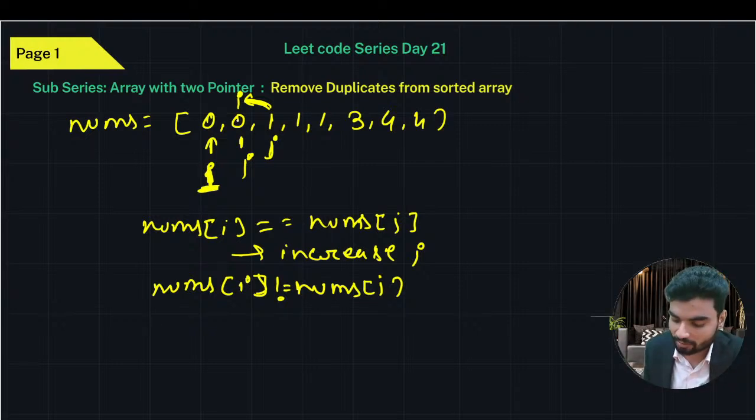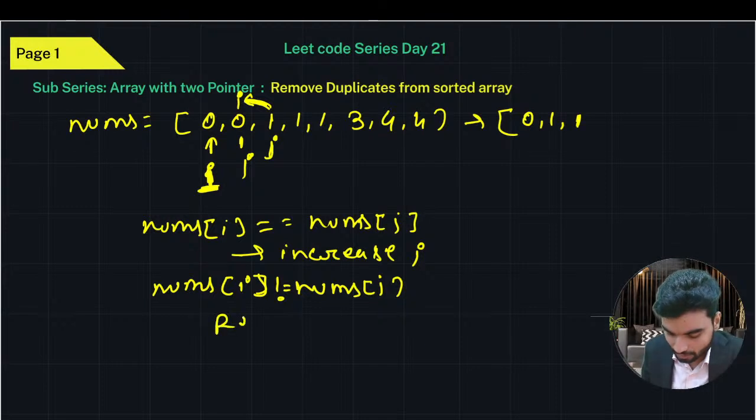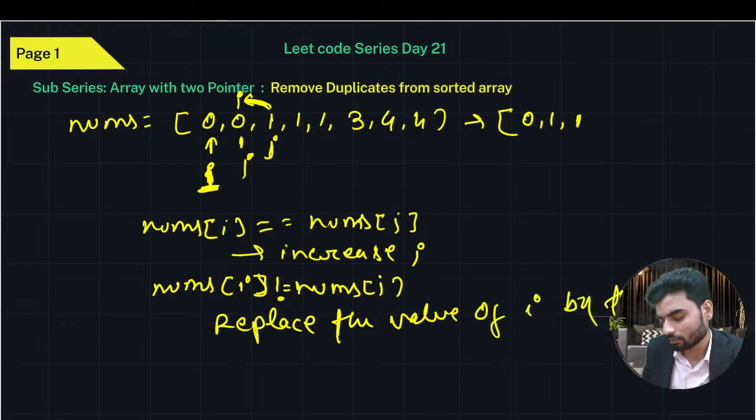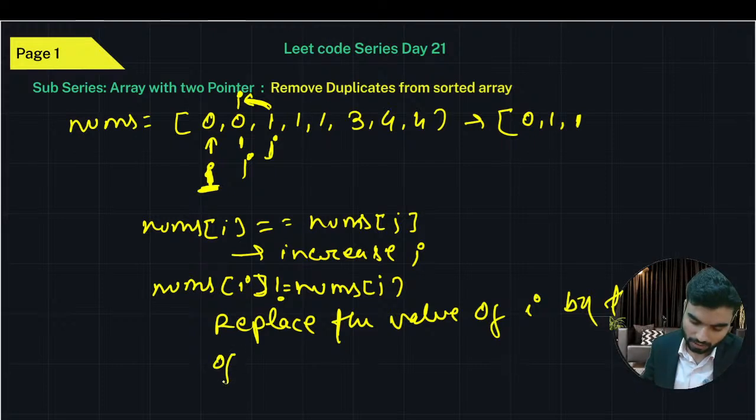The value of j will come at the place of I, which means that now you will have this array updated as 0 comma 1 comma again the value of j. You need to replace the value of I by the value of j, right? Yes or no? Tell me yes or no. That's what you have to do, right? So you'll just replace the value.